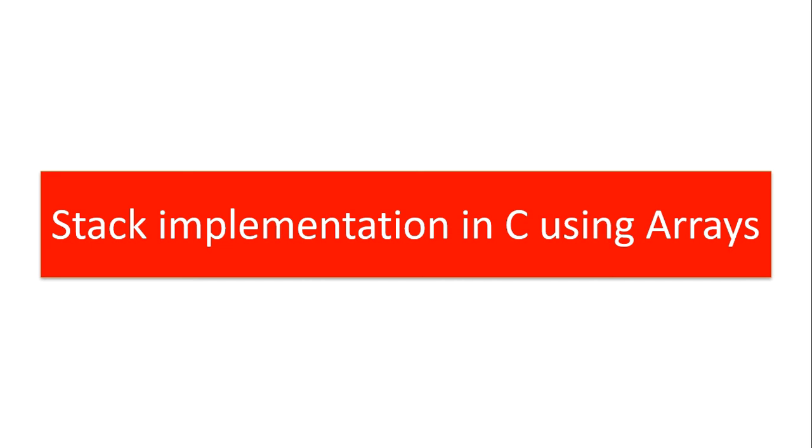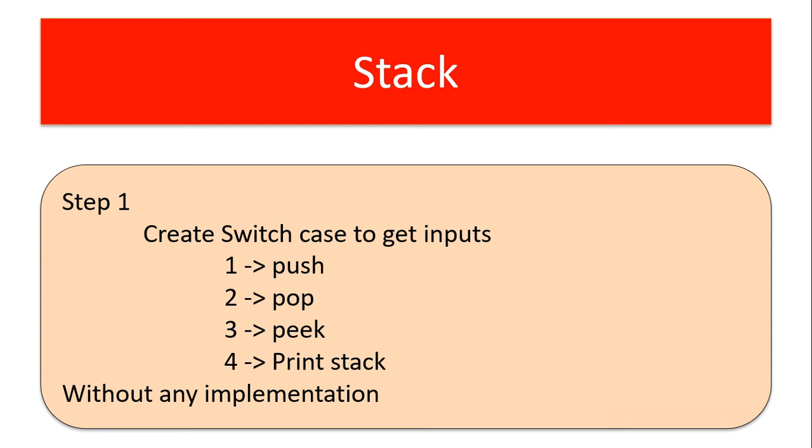Before jumping into the programming part, we are going to have a rough idea of how we are going to program, what the steps are, what methods we are going to write, and the explanations, so that it will be easy for us to follow when we walk through the entire program. First step, we are going to create a switch case to accept user input. For 1, it is going to be push operation, 2 is going to be pop, 3 is going to be peek operation, 4 is going to be print stack, without any implementation. It is going to be an empty function.